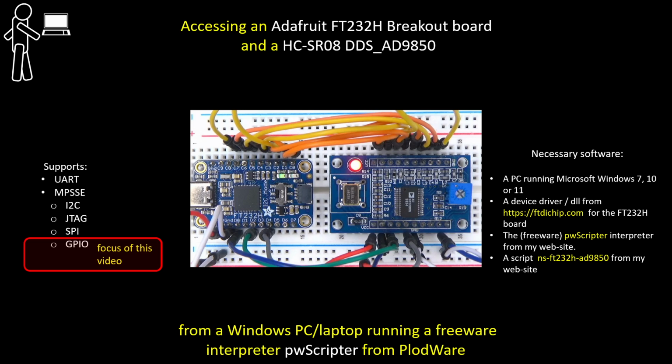To make the demo run, if you want to do it yourself, you're going to need a PC running Microsoft Windows 7 or 10 or 11, a device driver for the FT232H chip, which you can get from ftdichip.com. I'll give you some more details about that in a minute or two's time. You'll also need the freeware interpreter, pwscripter from my website, and a customizing script for this demo.